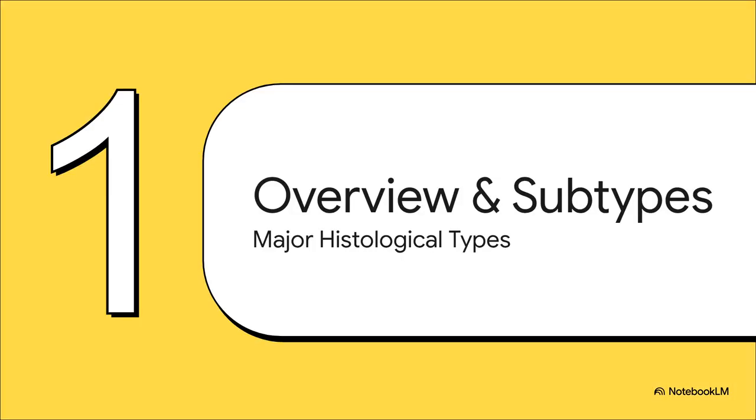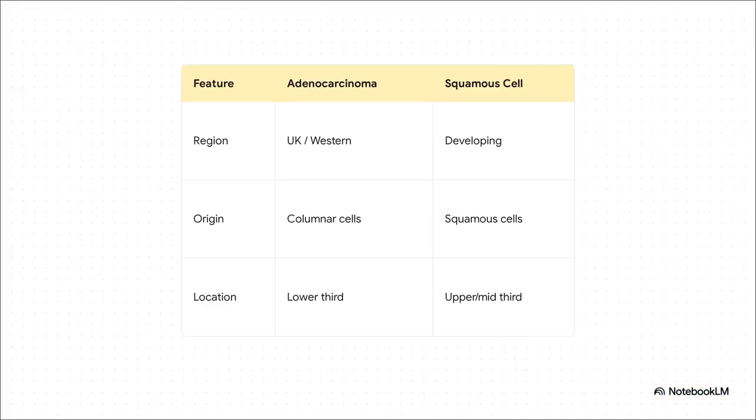All right, Section 1, Overview and Major Subtypes. The major take-home message right off the bat is that adenocarcinoma and squamous cell carcinoma are two entirely different beasts. They have completely different origins and anatomical locations. Adenocarcinoma typically pops up in the lower third of the esophagus from columnar epithelium, and it's highly prevalent in the UK and Western countries. Squamous cell carcinoma, on the flip side, arises in the upper and middle thirds from squamous epithelium, and we see this far more often in developing countries.